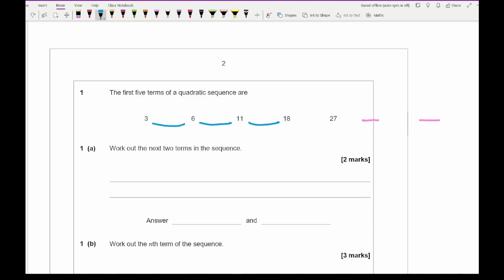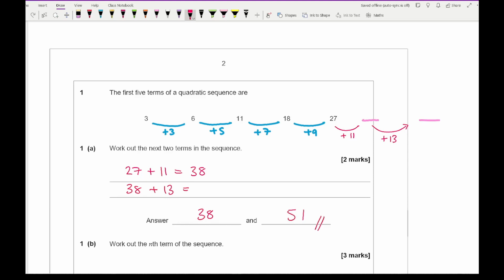So here I can see the difference is +3, then it goes to +5, then it goes to +7, then it goes to +9. So from this I can see that the difference is increasing by 2. So then the next difference is going to be +11, and the next difference is going to be +13. So to find the next term, I do 27 plus 11, which gives me 38, so that's the next term, then I take the 38 and I add 13 to that, and I get an answer of 51.